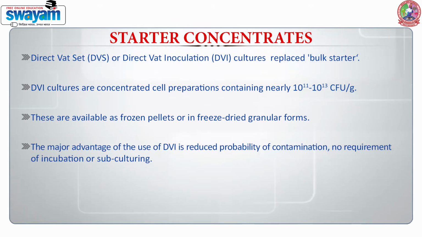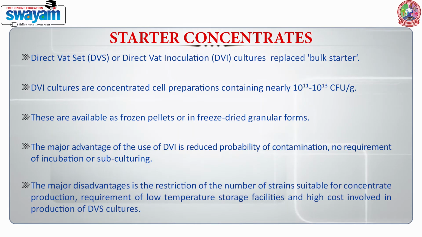The major advantage of the use of DVI is reduced probability of contamination from undesirable organisms. Secondly, there is no requirement of incubation, or there is no need of subculturing. However, there are some major disadvantages, that is restriction of the number of strains suitable for concentrate production, requirement of extremely low temperature storage facilities, and the high cost involved in the production of DVS cultures.